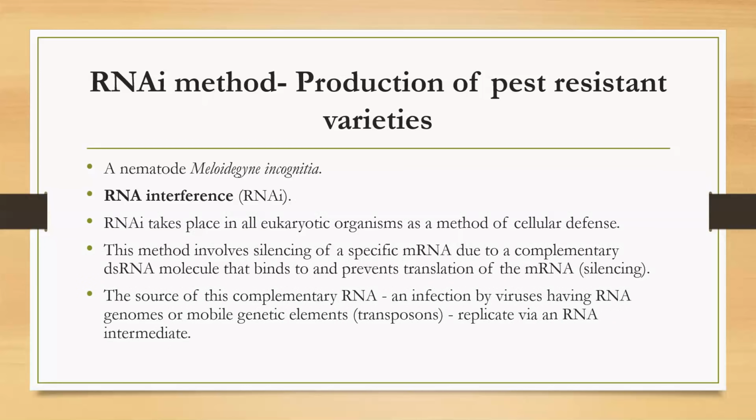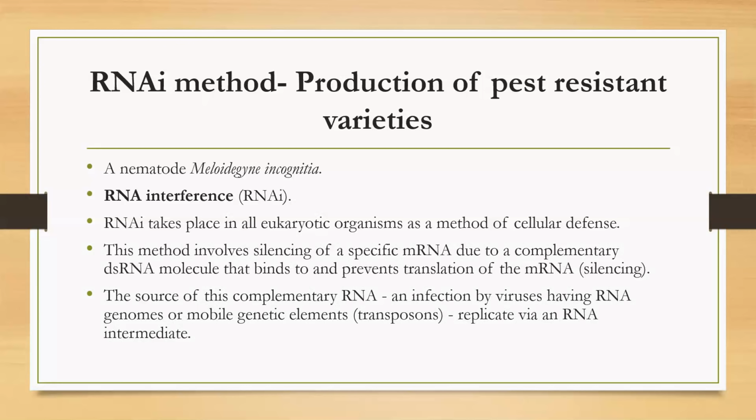The source of this complementary RNA, the complementary RNA meaning the double-stranded RNA, may be a cell which is infected by viruses having RNA genomes. The virus with an RNA genome is called a ribovirus. So ribovirus-infected cells can be used as a source of this complementary RNA or the double-stranded RNA. Or we can use the mobile genetic elements, called transposons or jumping genes, as a source of this particular double-stranded RNA. And normally RNA viruses replicate via an RNA intermediate.